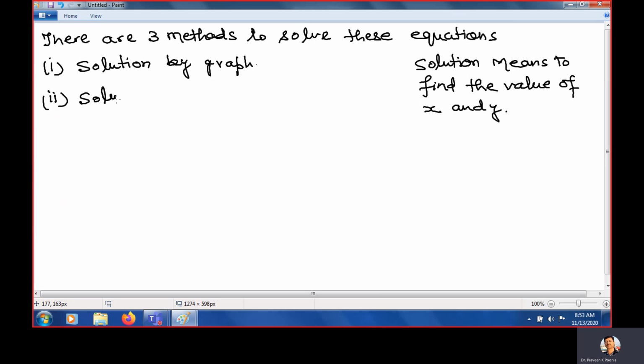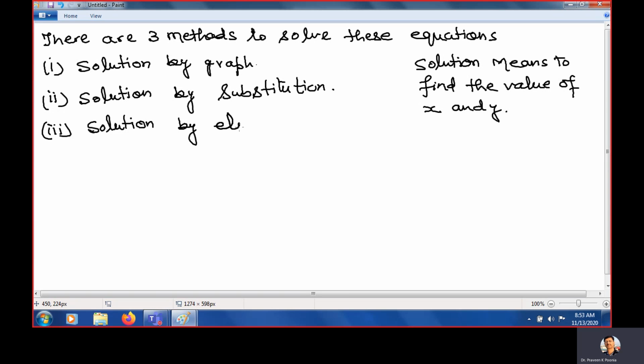Another method is solution by substitution. Substitution means replacing. Clear? When I teach you, I will explain it in a better way. And solution by elimination. Elimination means remove. So there are three methods. Method number one is graph. Method number two is substitution. Method number three is elimination.